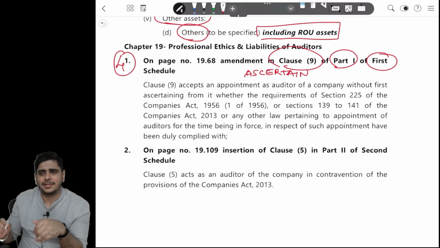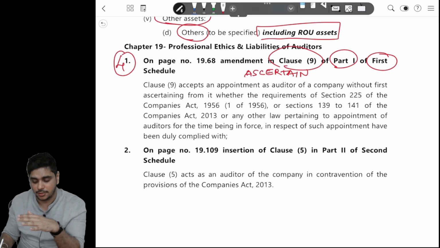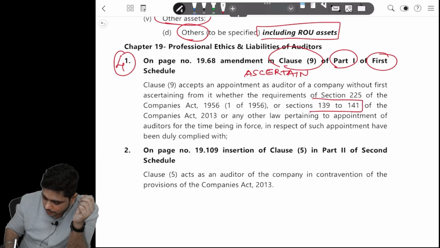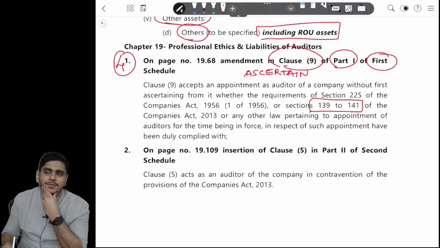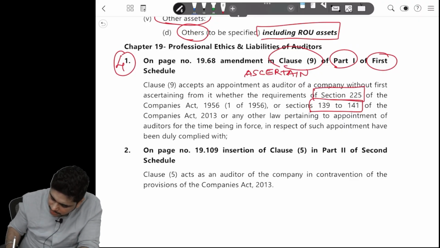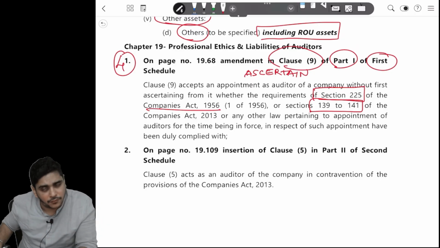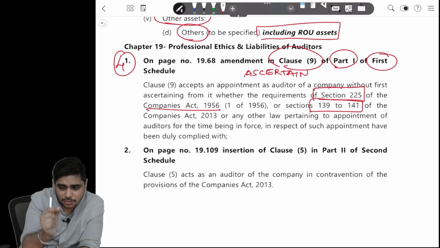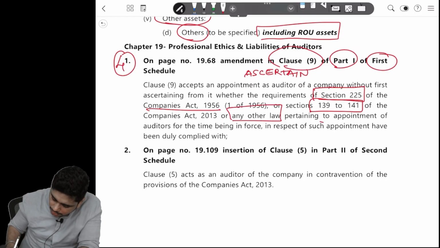Correct. Now ICAI have amended it. In the module, it was written 139 to 140 only. Now you will write 139 to 141. 139 talks about appointment, 140 removal and resignation, 141 qualification. Basically, Companies Act you have to comply with. Plus, they also have to comply with section 225 of the Companies Act 1956. This was also written there. The replica provision was 139 to 141. For the change, 139, 140, 141 they have added, or any other law pertaining to the appointment of auditors.